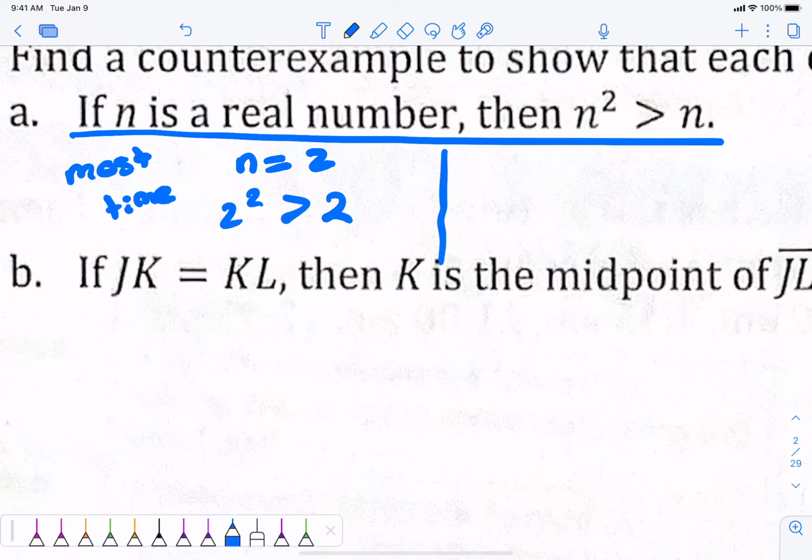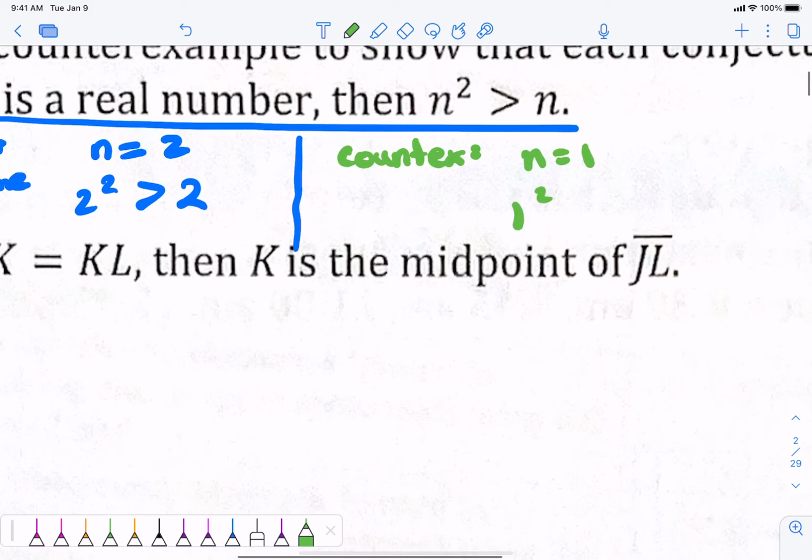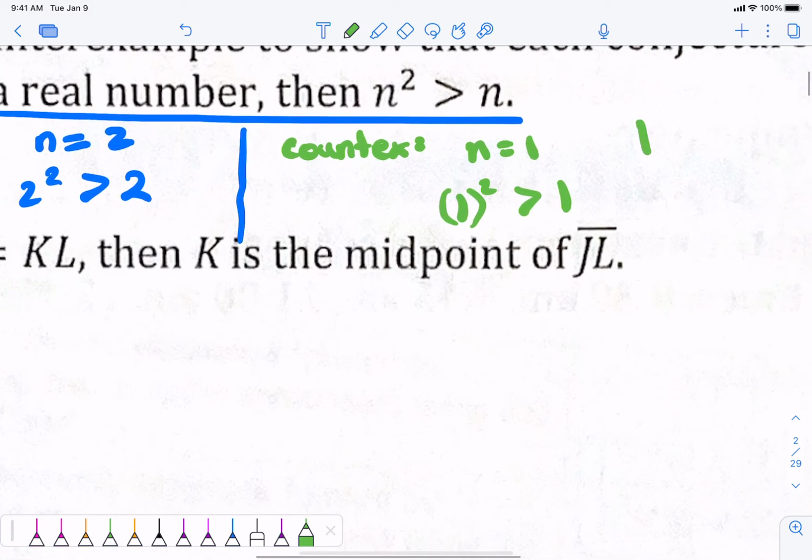But is there ever a case where if I square some number, it's not bigger? Give me an example. 1, okay? So she says, okay, my counterexample. Haley says, what if n is 1? If I take 1 and square it, is that greater than 1? No, because 1 is not greater than 1. 1 is equal to 1. So there's a counterexample.